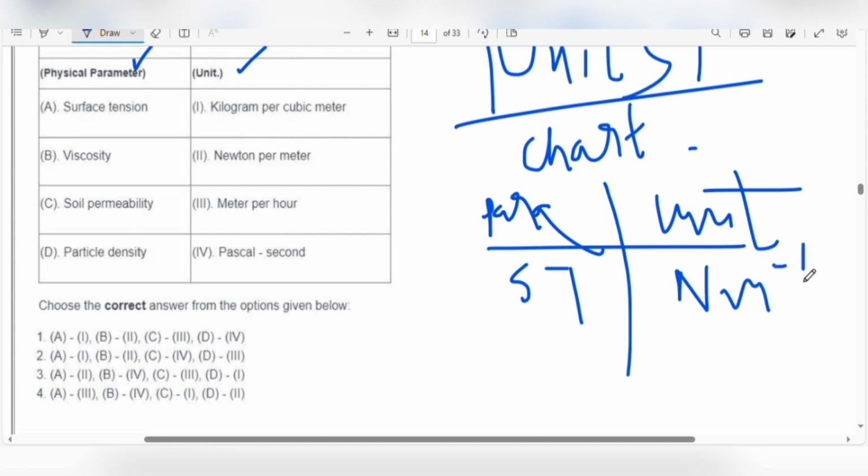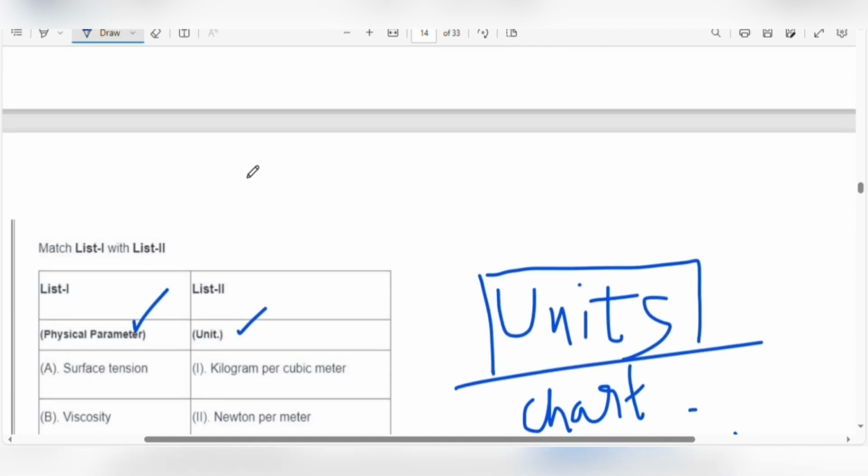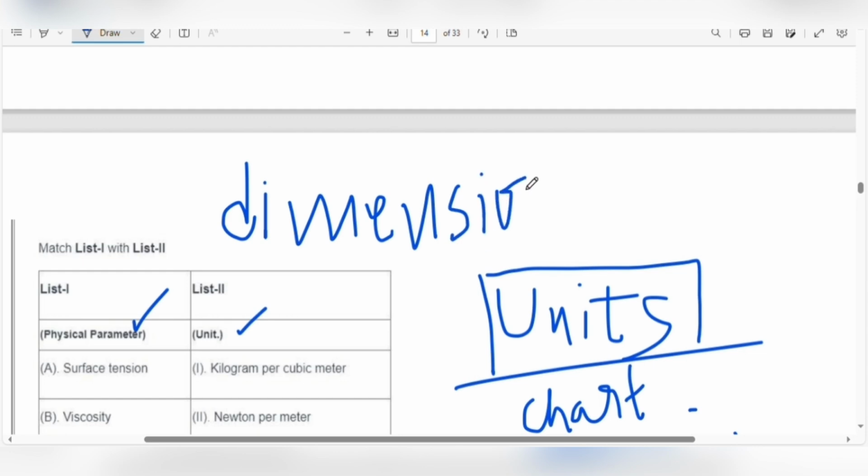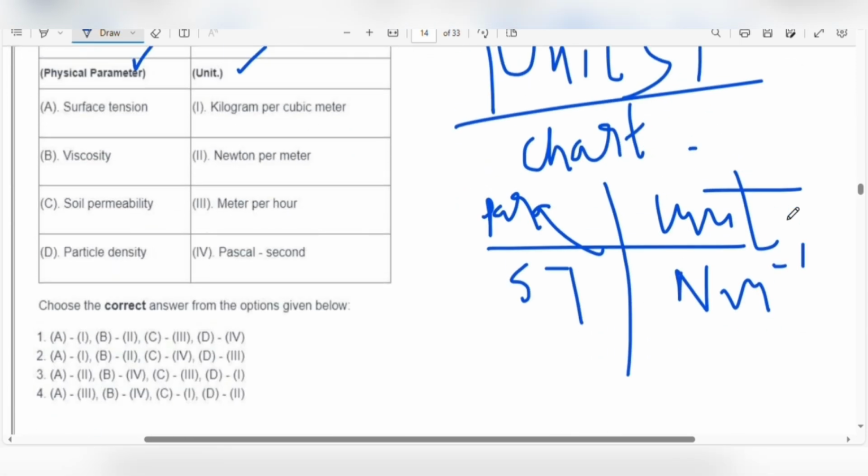So you make a list and you paste it on your wall or keep it in front of you, and if possible every day you check it once and revise it thoroughly. Another very important thing in this aspect is the dimension. That also you should remember. If possible, write it in the same chart. Along with the unit, make another column and write the dimensional formula. Write the dimension, the unit and the parameter, and remember it thoroughly.